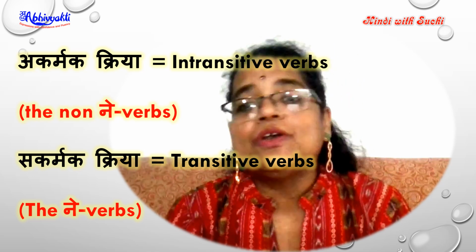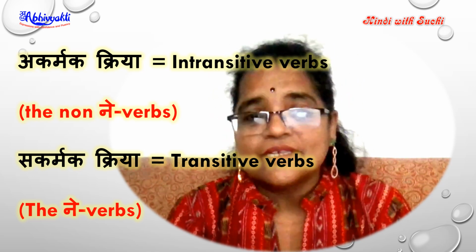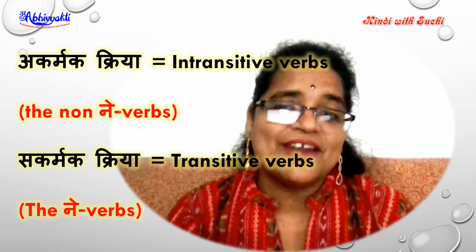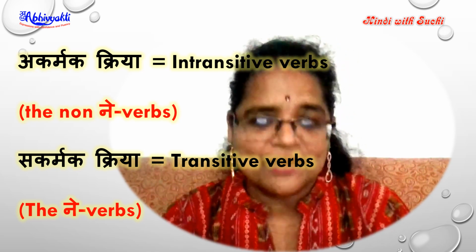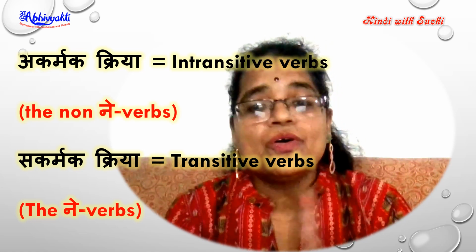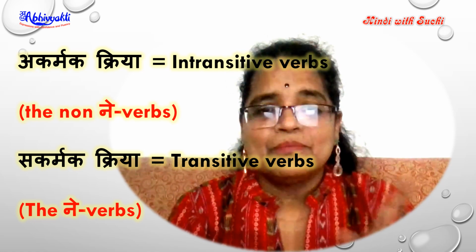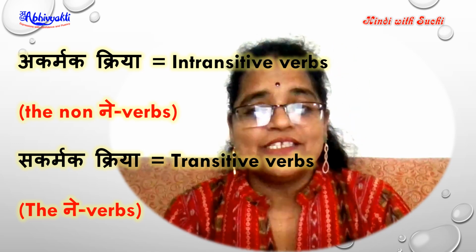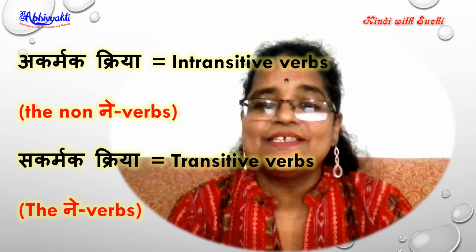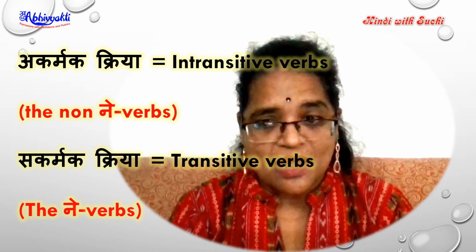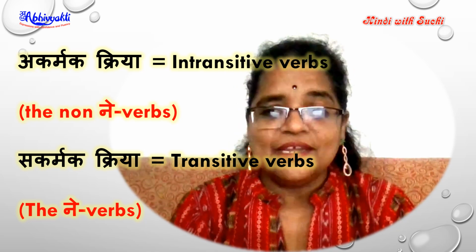But when you're using transitive verbs, sakarmak kriya, these are the ne verbs. These are friends with ne. That you have to remember. So these are verbs which are not used according to subject, but these verbs are used according to object. In this case, you need to know whether the object is masculine or feminine. So, मैंने पानी पिया, मैंने चाय पी.